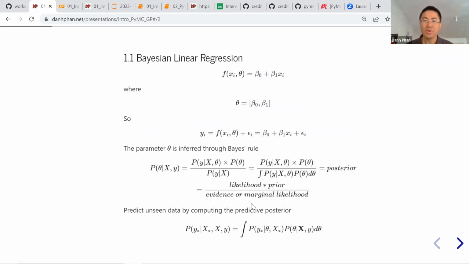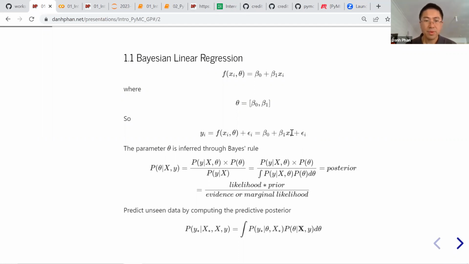In a simple model, we can use a linear regression. In linear regression, we assume f(x_i) is equal to beta 0 plus beta 1 x_i. So theta here is a vector of beta 0 and beta 1, two elements. If we replace it in our function before, y_i will be equal to beta 0 plus beta 1 x_i plus epsilon_i.